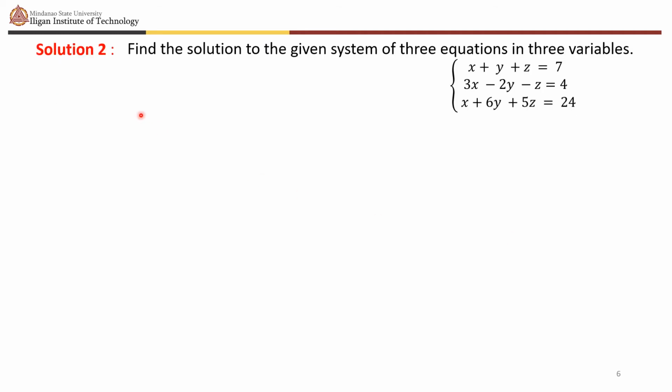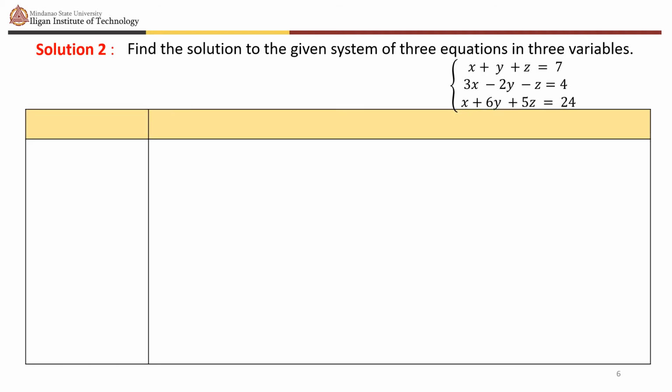Our next problem is to find the solution to the given system of three equations in three variables. x plus y plus z is equal to 7, 3x minus 2y minus z is equal to 4, and x plus 6y plus 5z is equal to 24. So for our solution, the following steps.